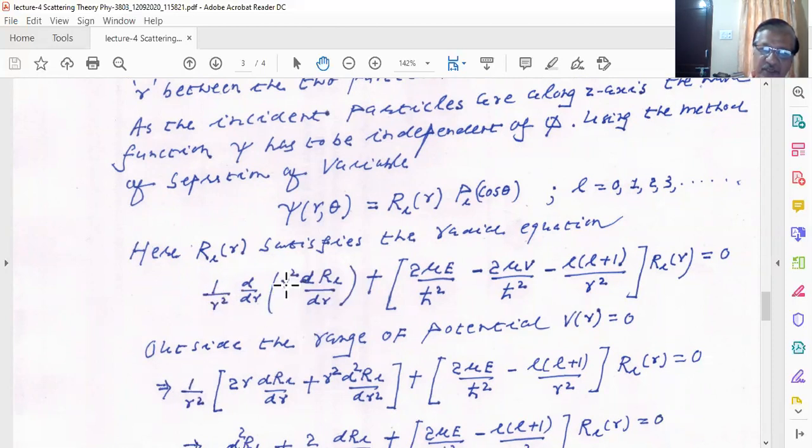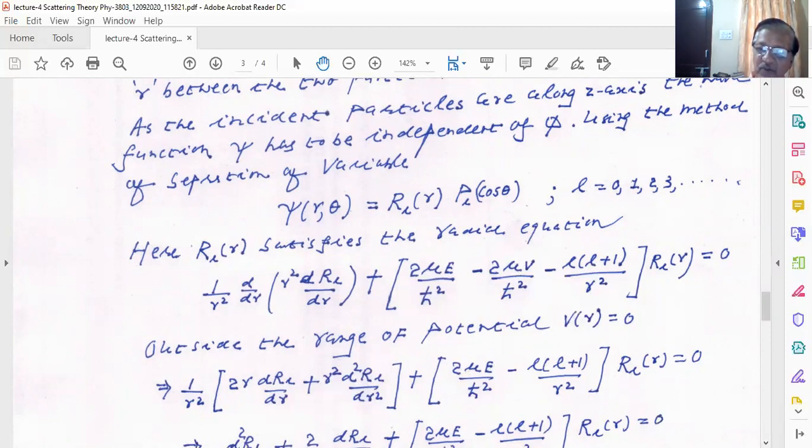I first differentiate r square with respect to r, so it is 2r, and I'm keeping this factor constant, d by dr of RL. And now I'm keeping r square constant, and I differentiate d by dr of RL with respect to d by dr. So it is the second order differentiation, d square RL by dr square. And you can see this is 2 mu over h cross square minus this is 0, and this term remains as it is, so I write this term as it is.